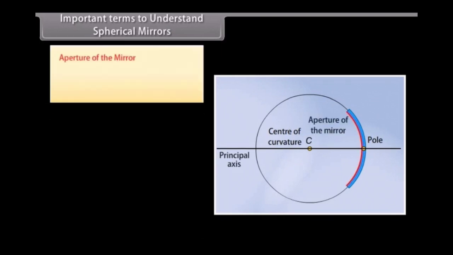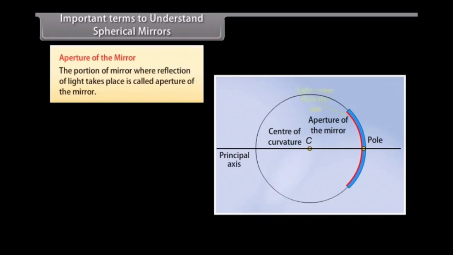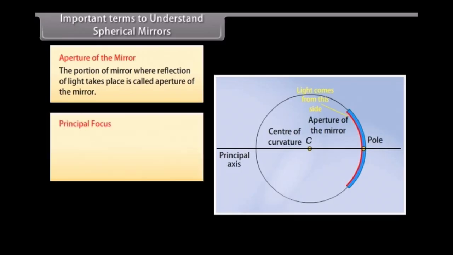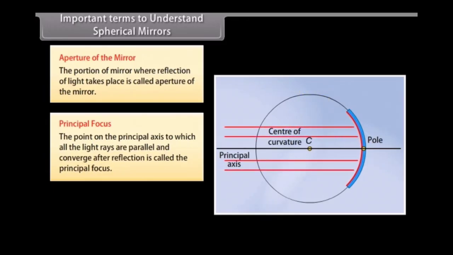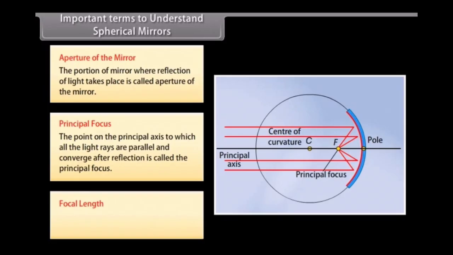Aperture of the mirror. The portion of the mirror where reflection of light takes place is called the aperture of the mirror. Principal focus. The point on the principal axis to which all the light rays parallel to it converge after reflection is called the principal focus. Focal length. It is the distance between the pole and the principal focus.